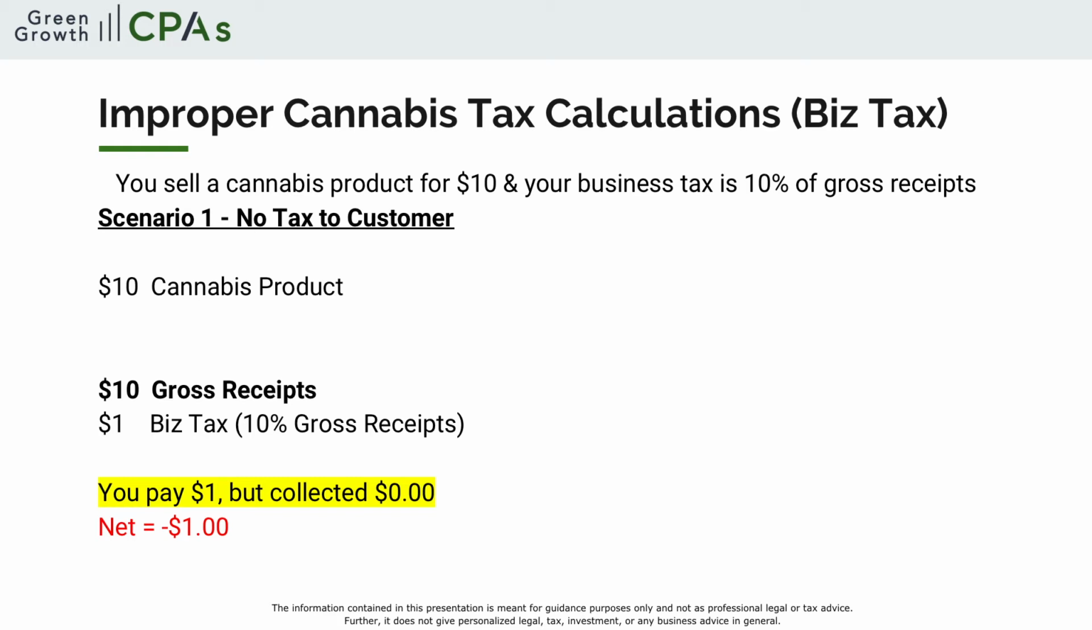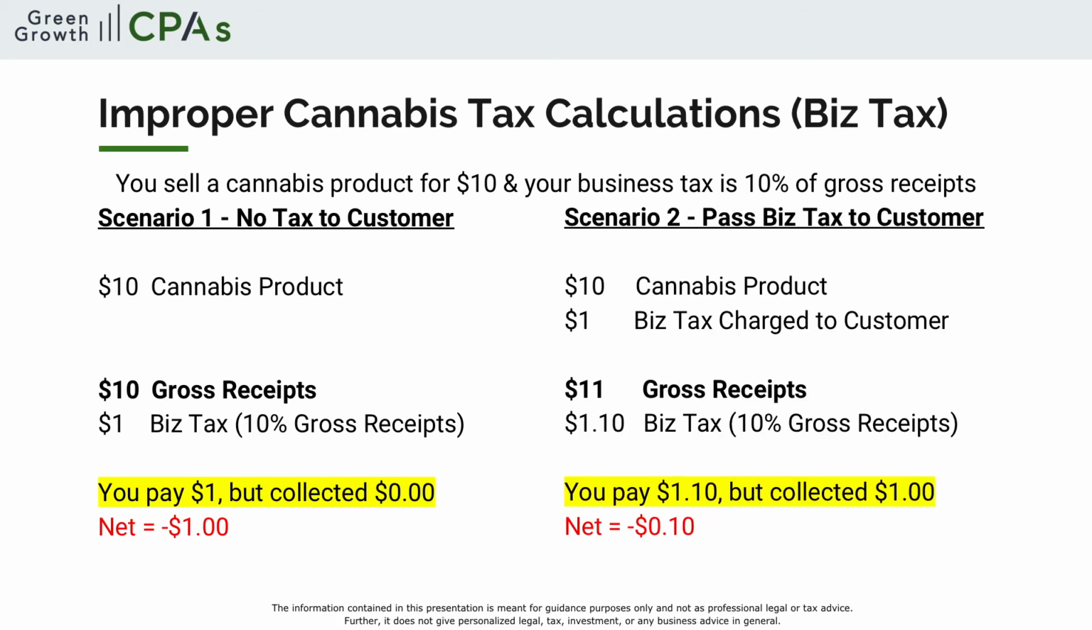So in scenario one, if you were to only collect that $10 of product cost from the customer, which would be $10 in gross receipts, then $1 is due for local business tax. But in scenario two, on the right-hand side, if you charge or try to pass on that $1 business tax to the consumer, then you're taxed on the $10 for the product and the $1 of the business tax that you collected from the customer. So in this case, gross receipts is defined as $11. The tax calculation here would then be $11 times the 10% business tax rate, so $1.10 in business tax.